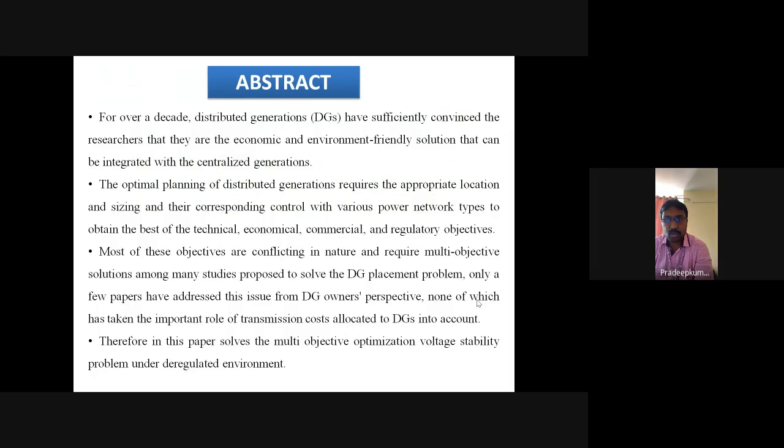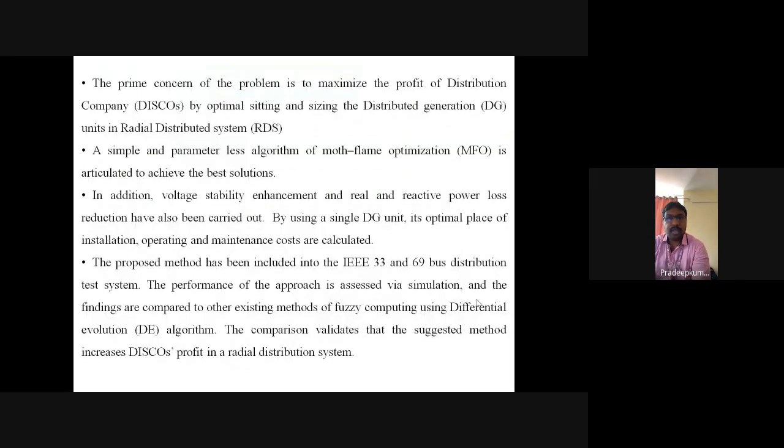Among many studies proposed to solve the DG placement problem, only a few papers have addressed this issue from the DG owner's perspective, none of which has taken the important role of transmission costs allocated to the DGs into account. Therefore, this paper solves the multi-objective optimization, voltage stability problem under deregulated environment. The prime concern of the problem is to maximize the profit of distribution companies, called DISCOMs, by optimal siting and sizing of the distributed generation units in radial distribution systems, called RDS.